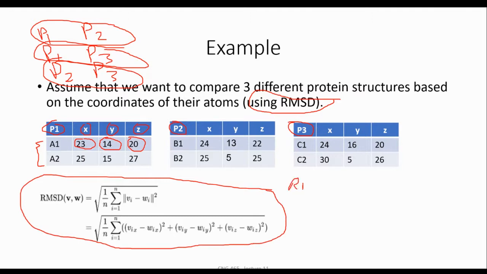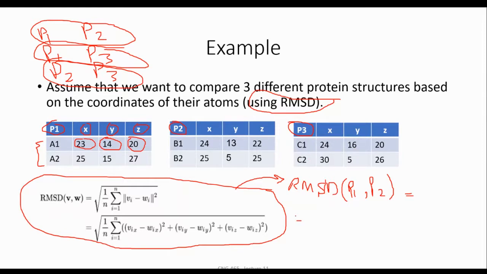So I can write RMSD. I'm comparing the first protein with the second one. We should be careful about how we are assigning values to that, so that we understand how it is related to our example, because this is the general formula, the main formula that we are using. This is the way we should write the formula in order to use it in our solution.